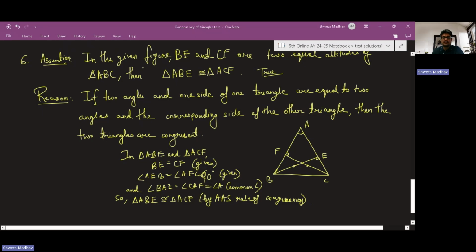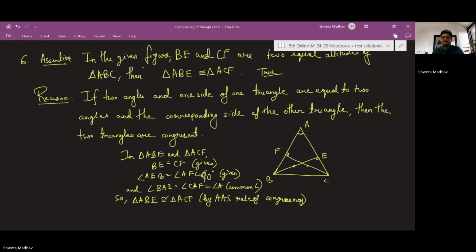And then the reason is that if two angles and one side of a triangle are equal to two angles and the corresponding side of the other triangle, then the two triangles are congruent, which is also true. Here we are using two angles and a side; they have explained the AAS rule, and we are using it. So the reason is the correct explanation of the assertion. Both are true and R is the correct explanation of A, so option A is the correct answer.